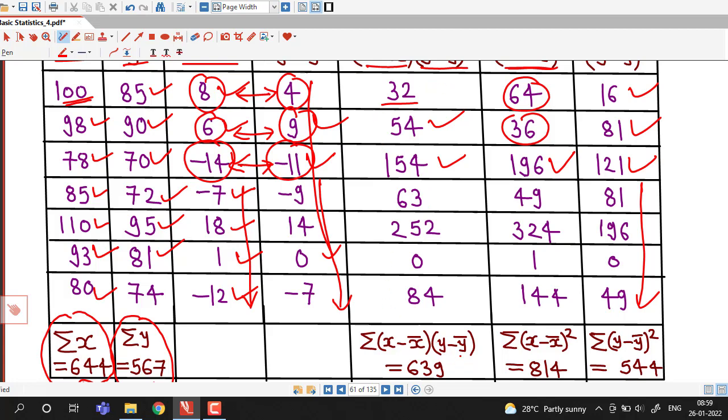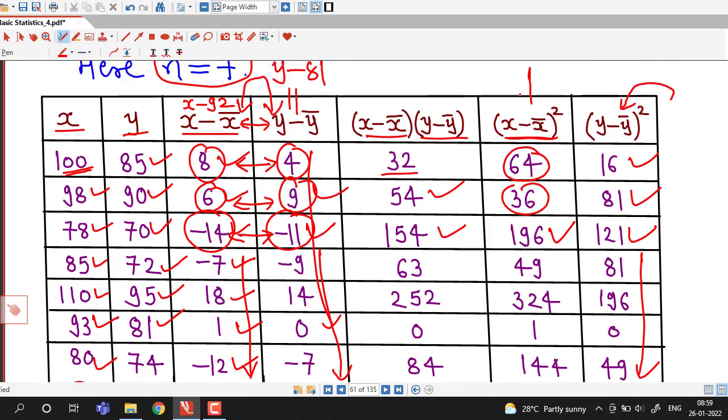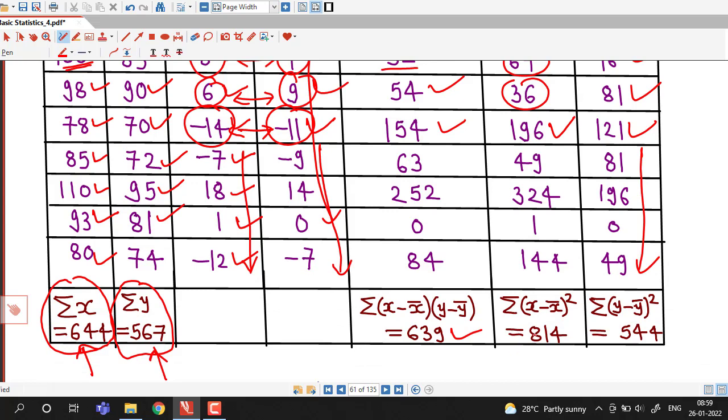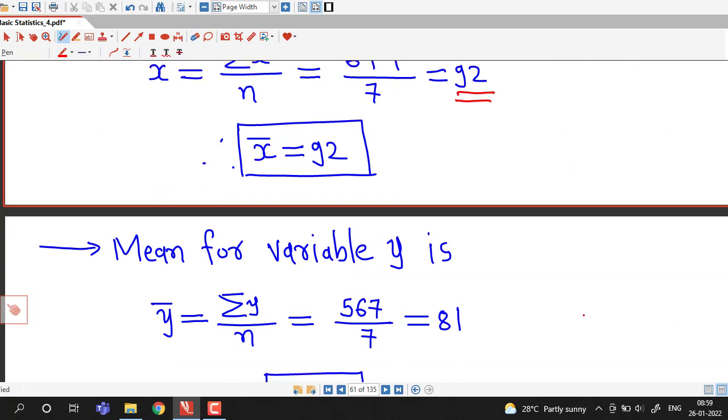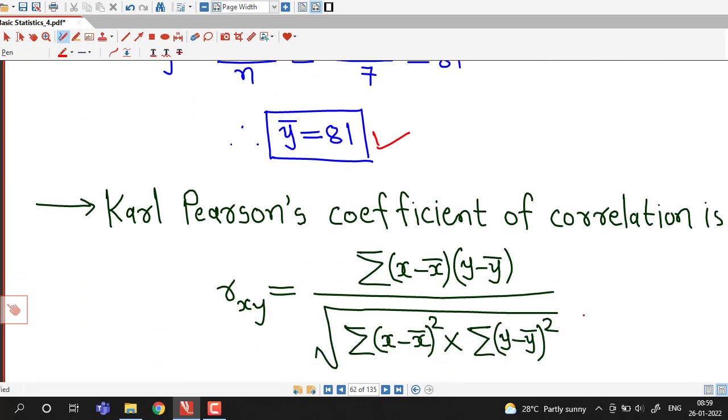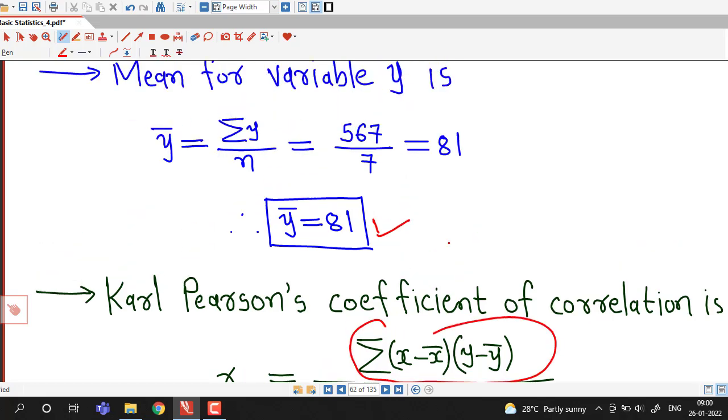Here we have made the total of these values. Sigma x minus x bar into y minus y bar is 639. Total of square of x minus x bar turns out to be 814. Similarly, sigma y minus y bar square turns out to be 544. So now we have the ready-made formula for Karl Pearson's coefficient of correlation, r equal to sigma x minus x bar times y minus y bar divided by square root of sigma x minus x bar square times sigma y minus y bar square. So we substitute all these values from the table.